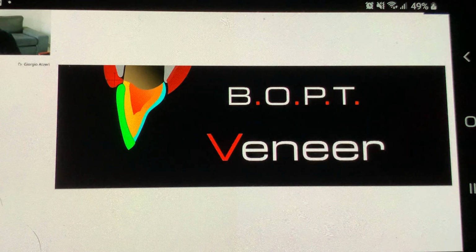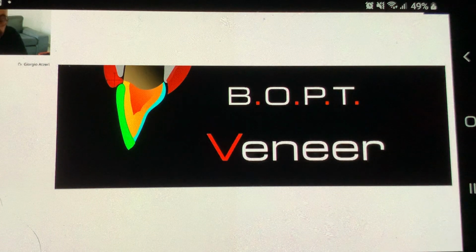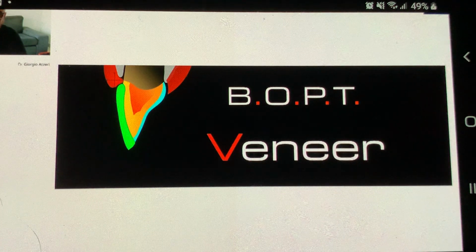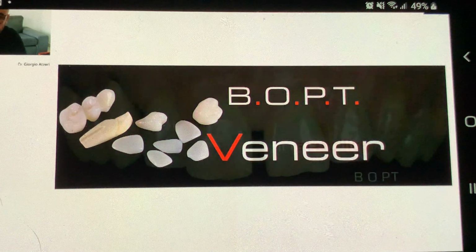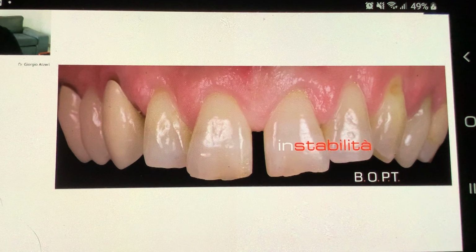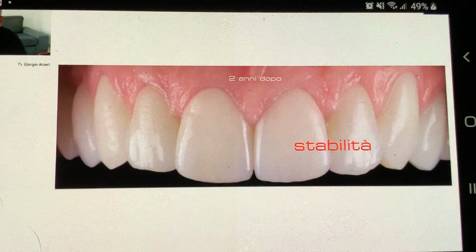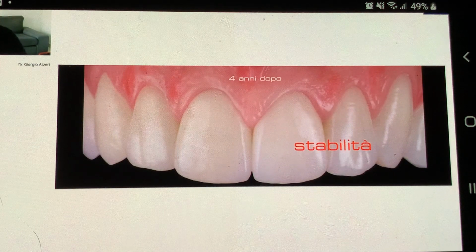What we have seen now are classes 5, very quickly. These classes work more or less like veneers, because BOPT veneers also work inducing a change, a certain stability in the dimension of the gums near the teeth. And this is what we have to try and do. We have to change the gingival architecture, determining a thicker phenotype which is stable over time.